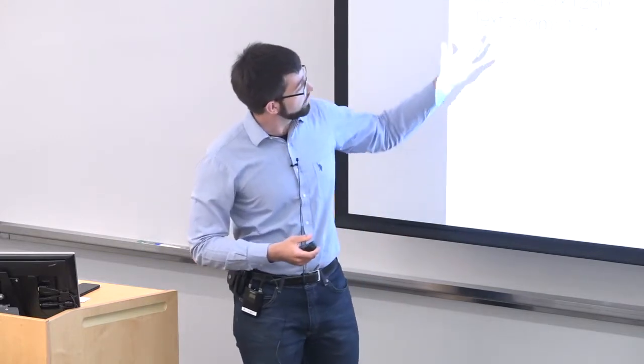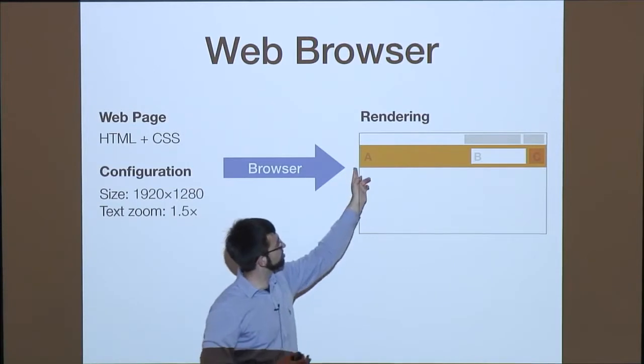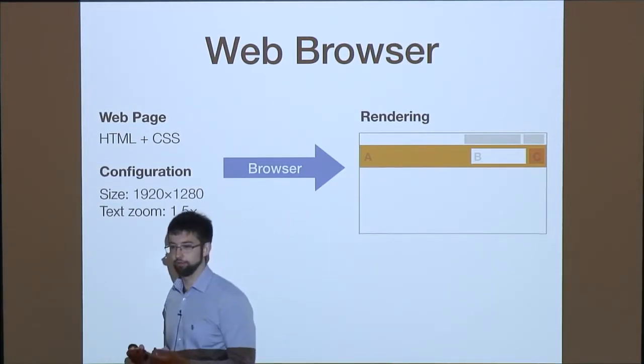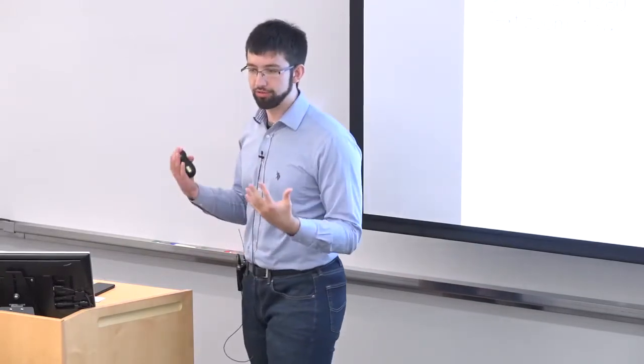So a web browser takes these inputs and it produces a rendering, a picture. But to get that picture, it first has to determine where every part of the page is and how big it is. So it's that intermediate step that we're interested in, where we get the size and position of the elements on the screen. Now, luckily, web browsers exist.